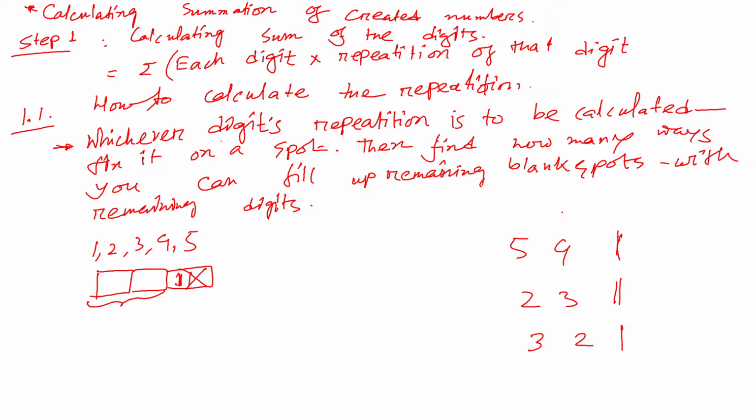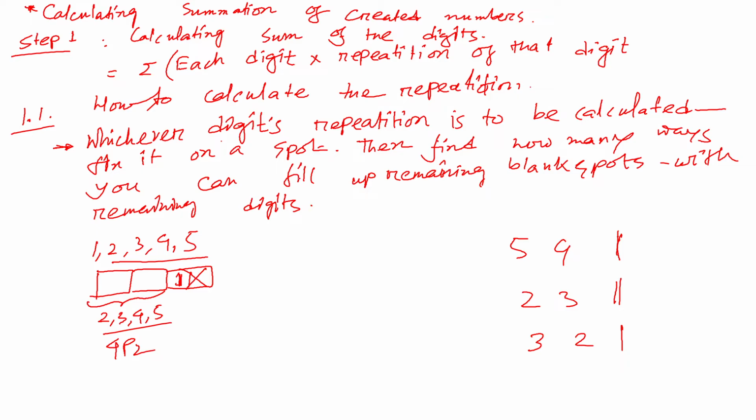Okay, so now answer my question. 1 is fixed here, so how many digits are left if 1 is used? 4 digits: 2, 3, 4, 5. So how many ways can you fill up these two spots? 4p2. Excellent. So 4p2, right?